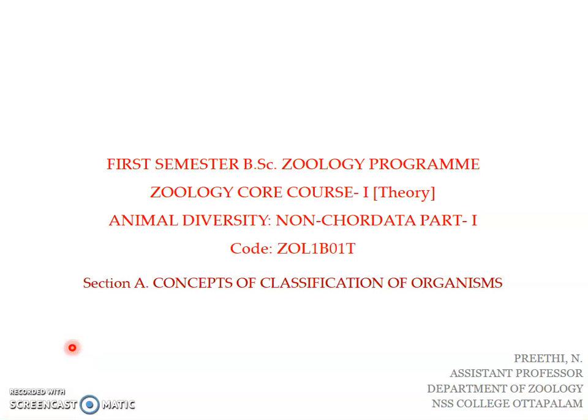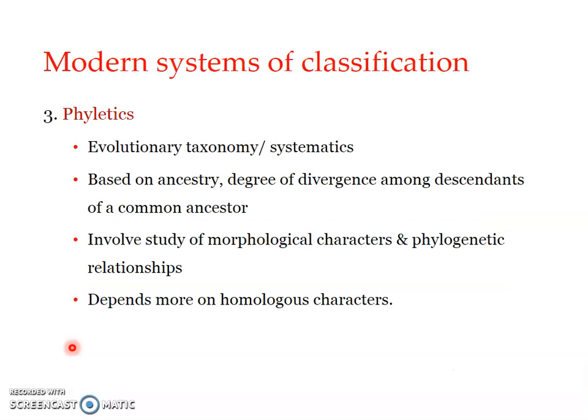Welcome to the concepts of classification of organisms for the first semester BSc Zoology program. Here we are dealing with the third system under the modern systems of classification, namely phyletics. It is otherwise referred to as evolutionary taxonomy or evolutionary systematics. The classification is based on the ancestry and the degree of divergence among descendants of a common ancestor.